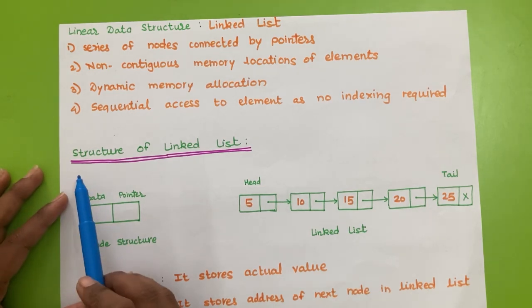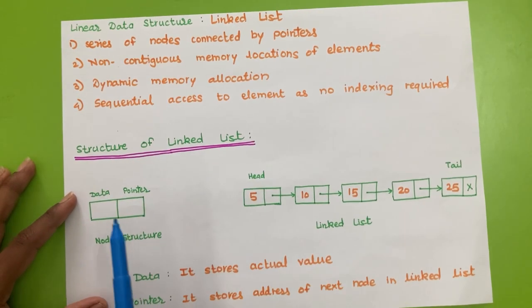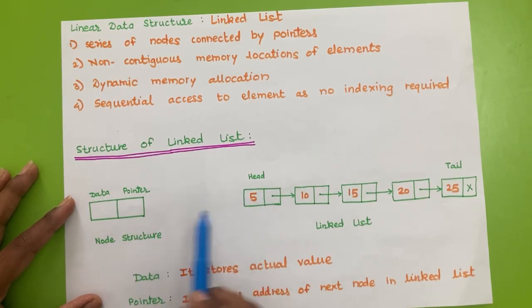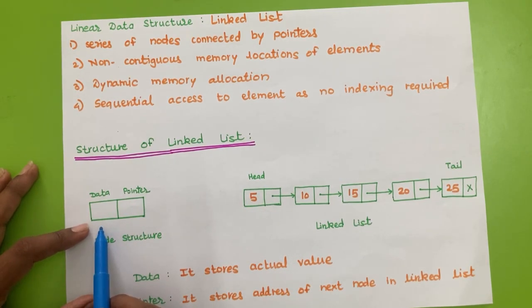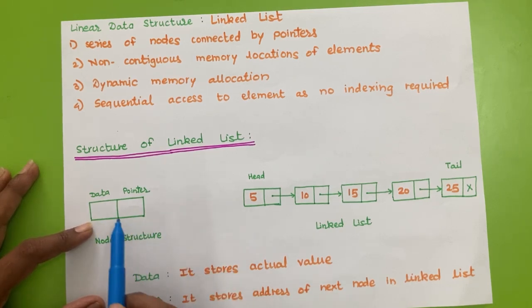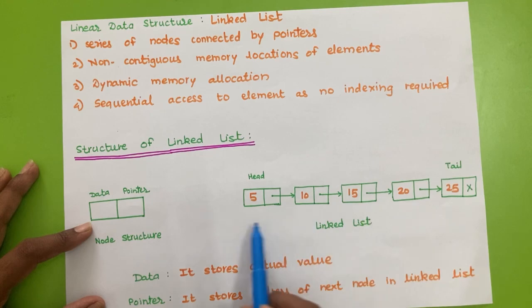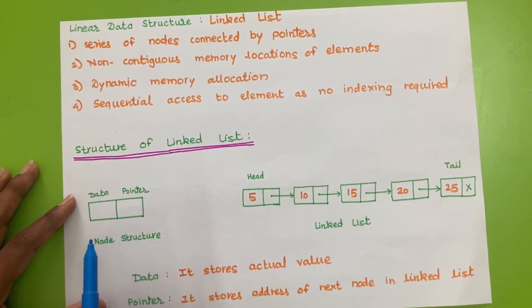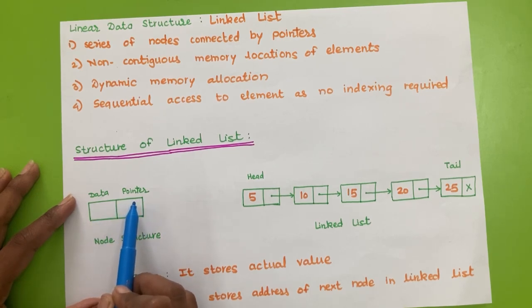Now we will see the structure of the linked list. This is the node of the linked list, and here I have drawn the structure of a node. I have considered here the singly linked list, and this is a node from a singly linked list. So the node from a linked list contains two parts. The first one is the data part and the second one is the pointer part.